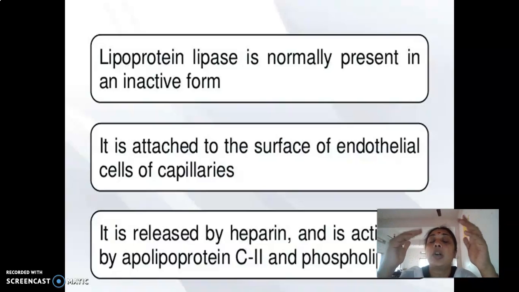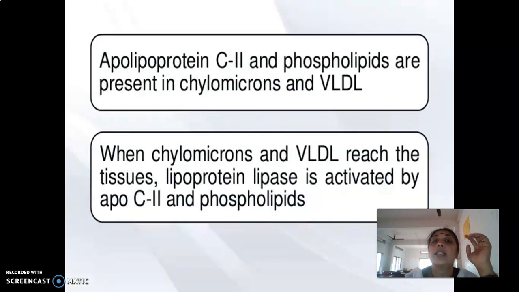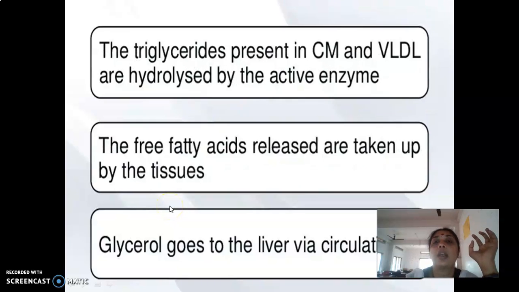Heparin comes and causes the activation of lipoprotein lipase. How? By activating apoprotein C2 and phospholipids. When the chylomicrons and VLDL reach the tissues, the lipoprotein lipase is activated by ApoC2 and phospholipids, and they are hydrolyzed by the active enzyme, and free fatty acids are released, which are taken up by the tissues, while glycerol goes to the liver.